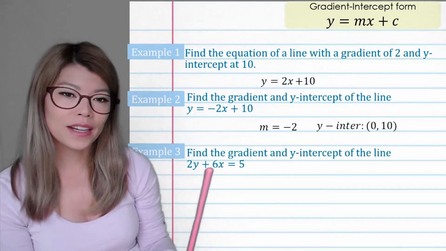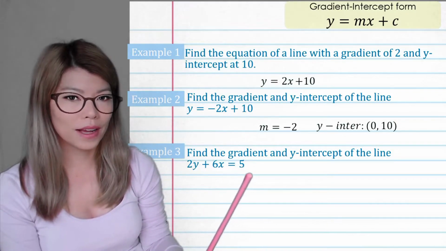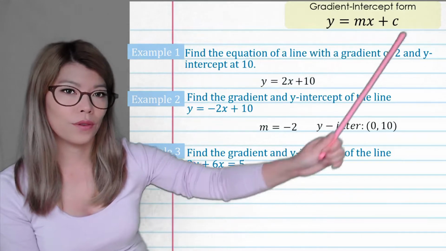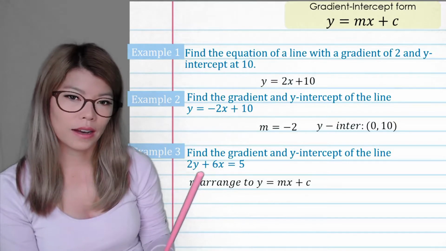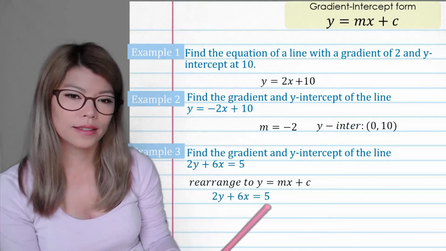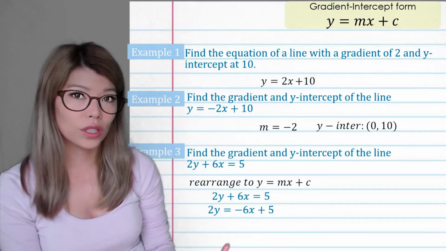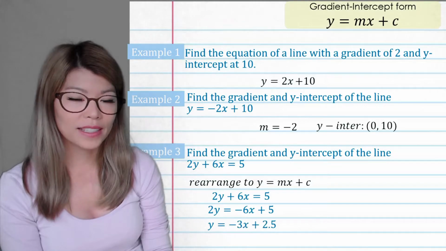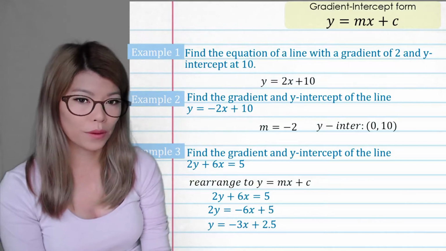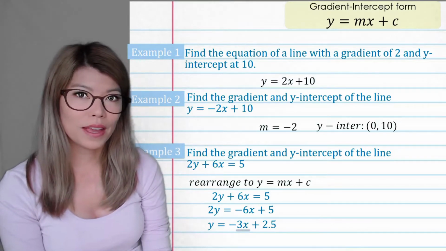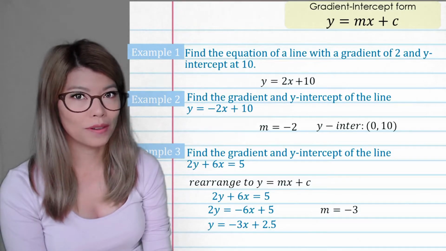Example 3, find the gradient and y-intercept of the line 2y plus 6x equals 5. So we have to put it into the gradient-intercept form. So rearrange that. We bring the 6x to the other side, so it becomes minus 6x, and then divide by 2 to get rid of that 2. So we have minus 6x divided by 2 is minus 3x, 5 divided by 2 is 2.5. So now our gradient is right there, minus 3, and our y-intercept is 0, 2.5.